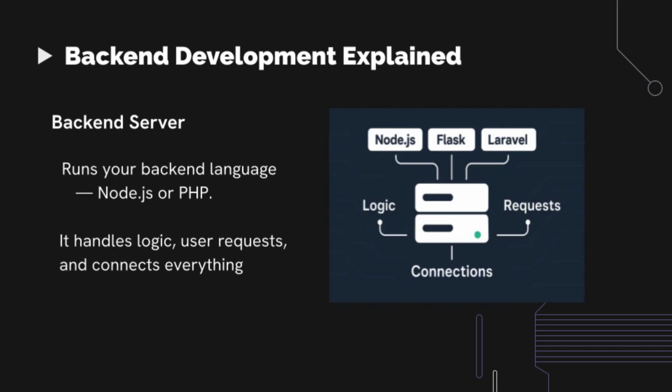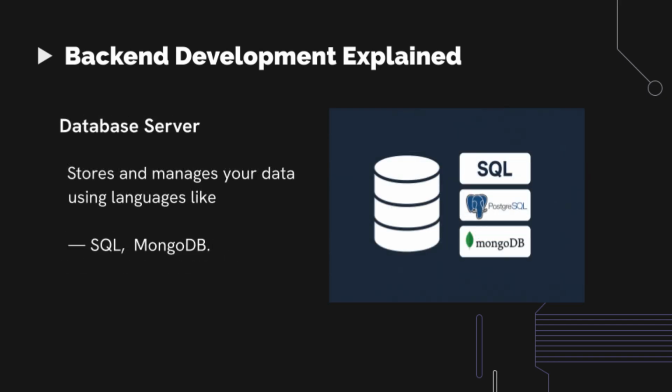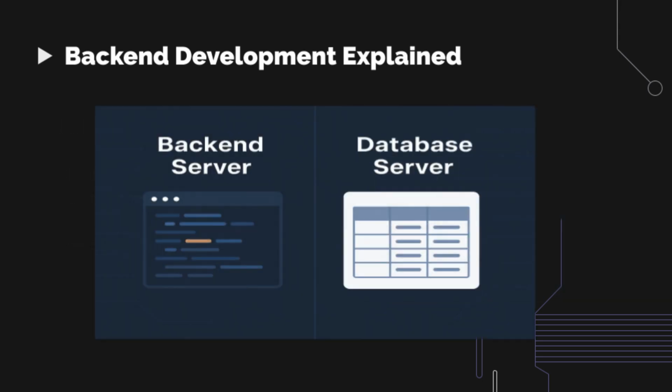The backend server. This is where your backend languages like Node.js or PHP run. It handles logic, user requests, and connects everything. We will explore how it works in more detail later. The database server, on the other hand, stores and manages your data using languages like SQL, MongoDB. Both are part of the backend, but they have completely different roles and even different languages running on them to handle them. In this video, we will break down how these two servers work together, what each one does, and how your frontend actually gets data from them through APIs.